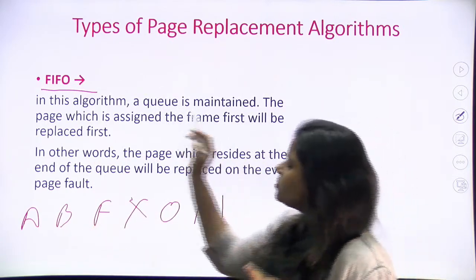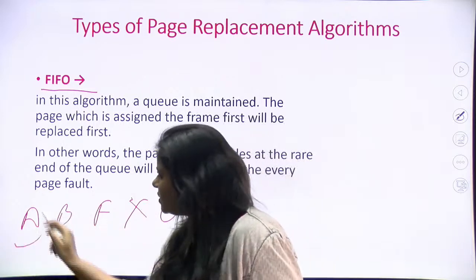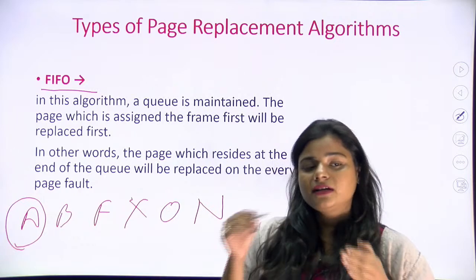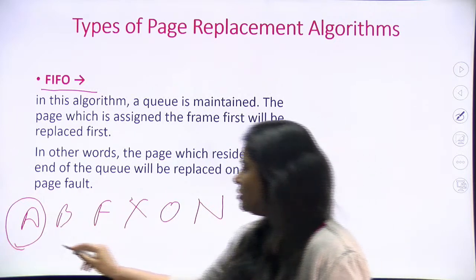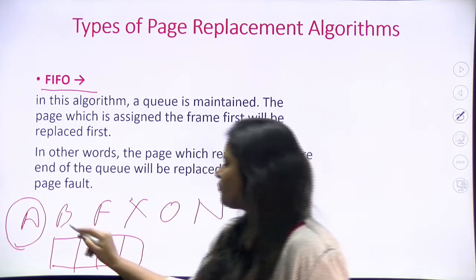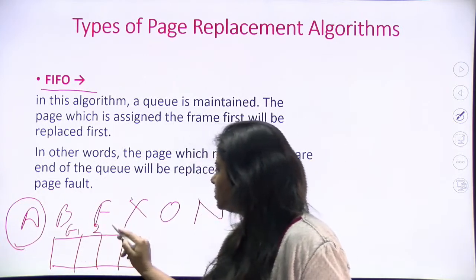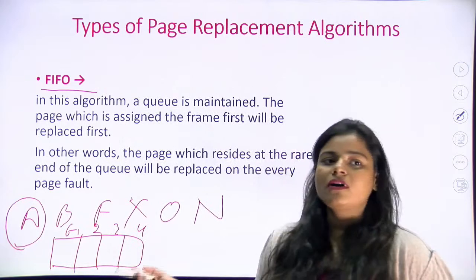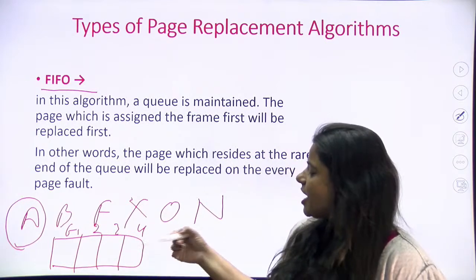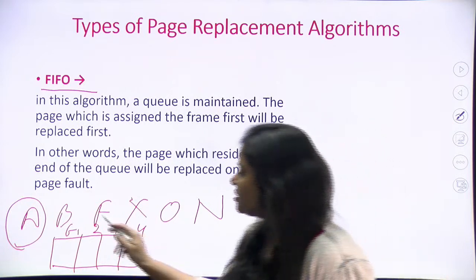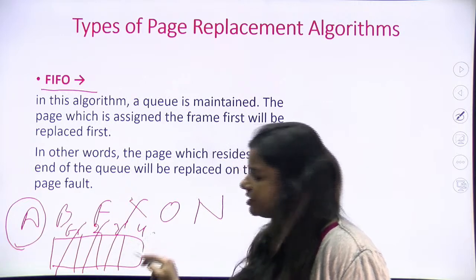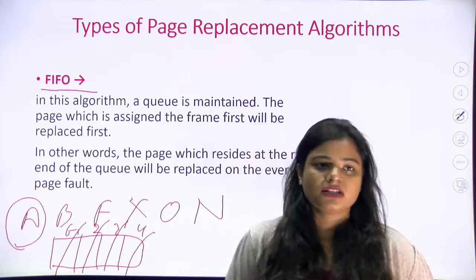So FIFO says that whatever page comes first will get executed first, and the replacement also depends upon the frame sequence. Means frame 1, 2, 3 and 4. If the main memory is already full and I have to replace any page, I will start from frame 1, then frame 2, then frame 3 and then frame 4. This is my concept of FIFO.